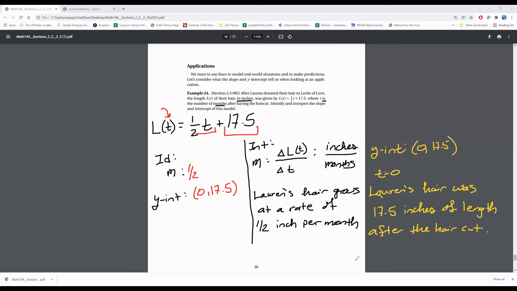So how do I interpret the intercept? I look for the units. This is at the independent variable is 0. So in the case of time, this is time equals 0. So when we began measuring, it was 17.5 inches.